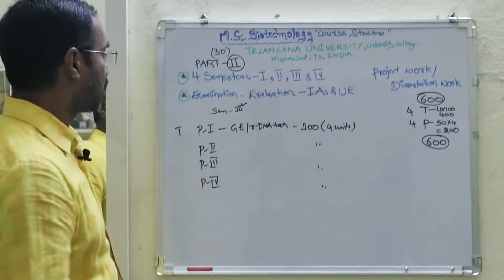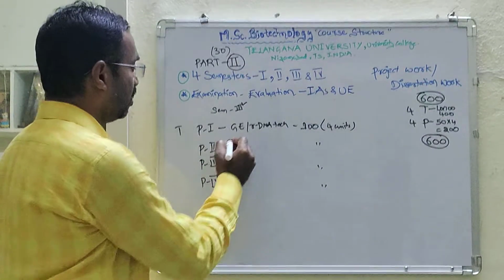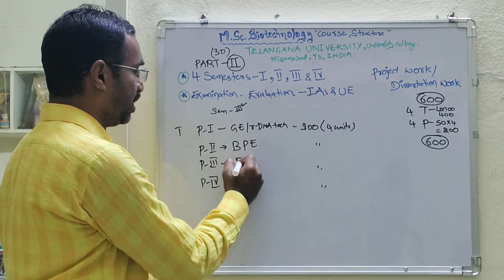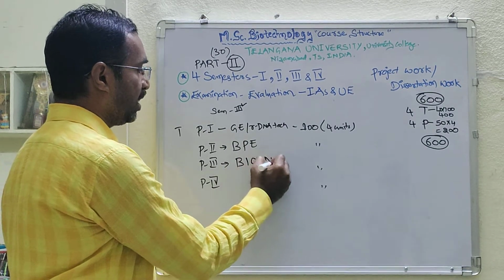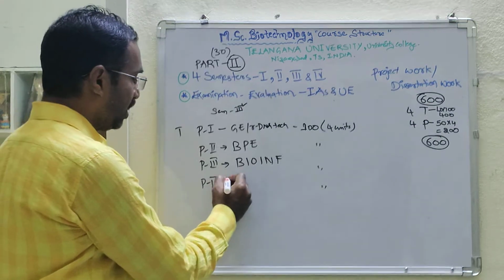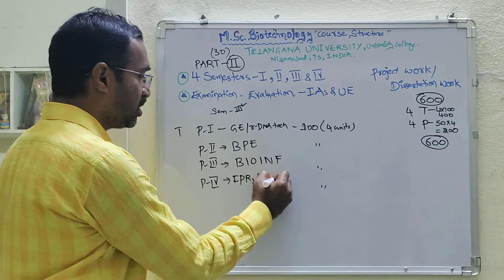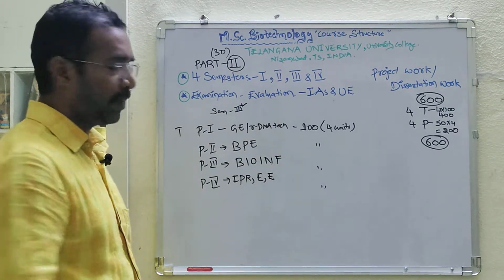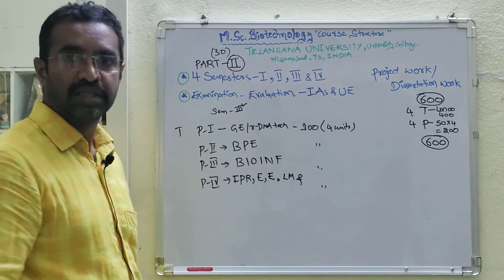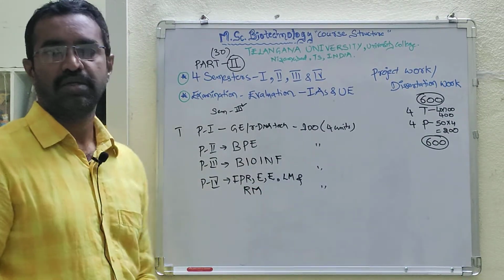The second paper deals with BPE, Bioprocess Engineering, and the third paper is Bioinformatics. The fourth paper is IPR, Intellectual Property Rights, Ethics, Entrepreneurship, Laboratory Management, and it has one more unit. The last unit is Research Methodology.